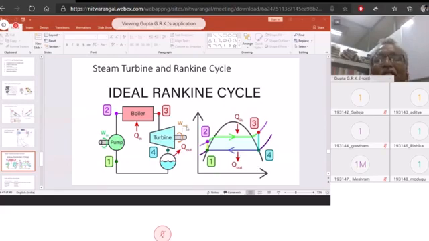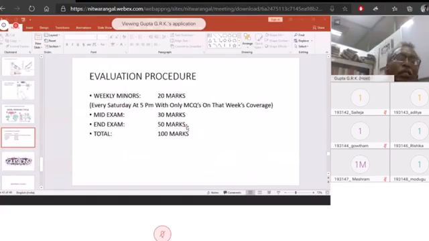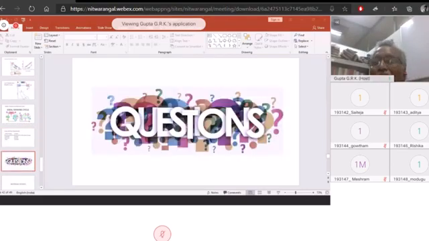So this is the Rankine cycle. These are the cycles we discussed. This is a brief overview of the syllabus. And the evaluation procedure, I already told you: weekly quizzes, 20 marks every Saturday at 5 p.m. It will be multiple choice questions on that week's coverage, then a mid-exam of 30 marks and an exam of 50 marks, total 100 marks. This completes the session on what I wanted to cover about the subject.